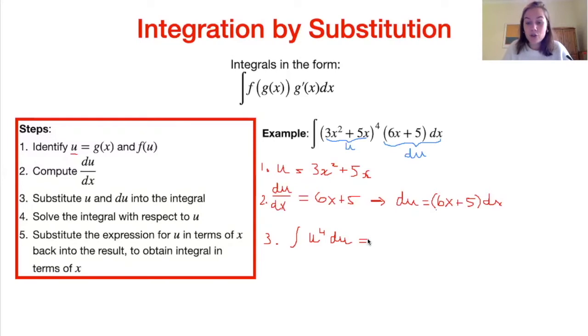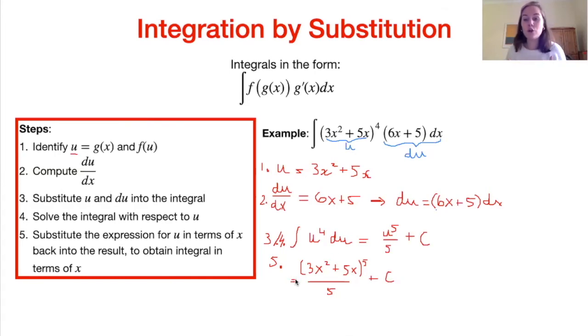So if we integrate this using that integration rule, we find that this is equal to u to the 5 over 5, and because this is an indefinite integral, always remembering that integration constant c at the end. Okay, so we've now solved our integral. Sorry, that was step 4, and step 5 is to now substitute our expression for u in terms of x into this solution. So if we substitute this, we see this is going to be equal to (3x squared plus 5x) to the power of 5 over 5 plus c. So this is our final answer.